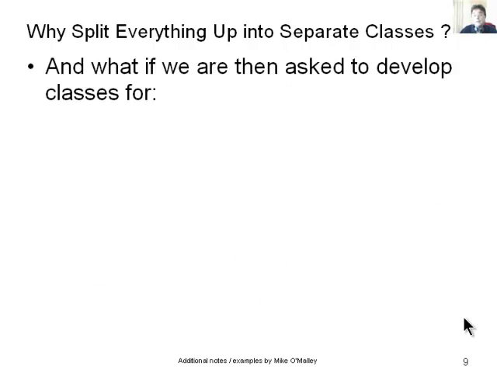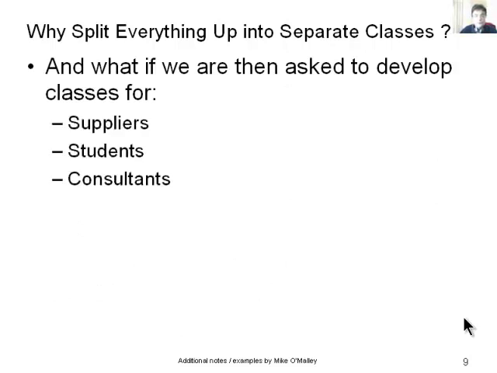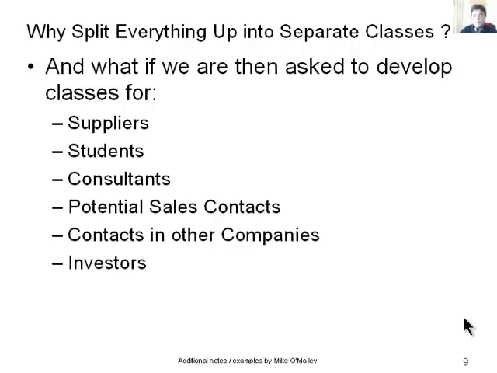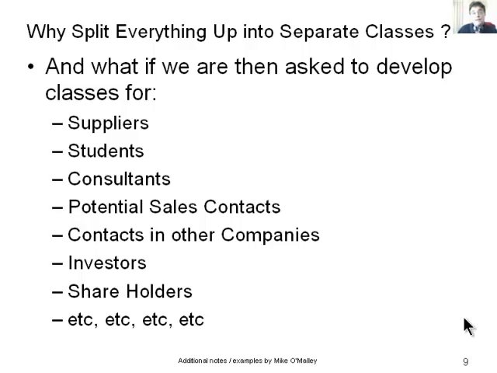And what if we were then asked to develop classes for suppliers, students, consultants, potential sales contacts, contacts in other companies, investors, shareholders, and many other things? Okay, are we going to then turn around and duplicate all that code again for each of those classes? And if one of the validation rules changes, you have to change it in dozens of files. It's not a good design, is it?